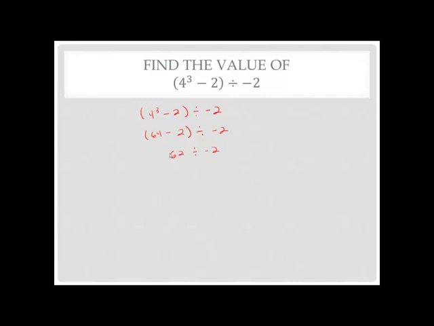Now I dropped my parentheses off because I have simplified it as far as I could, and I didn't have anything on the outside of the parentheses here. Now all I have left is 62 divided by negative 2. Now keep your rules in mind. When you multiply or divide a positive and a negative, your answer will be negative, and then you divide as usual. So 62 divided by 2 is 31. Negative 31 will be my answer.